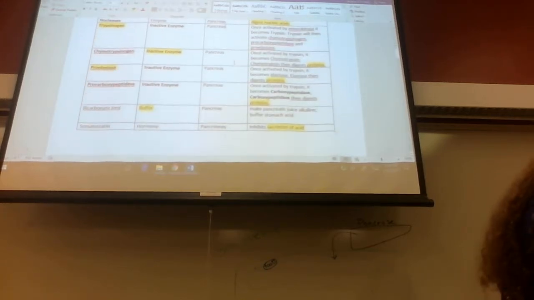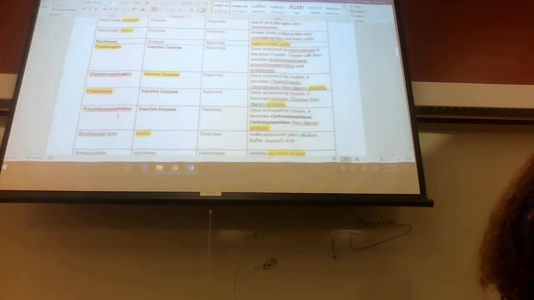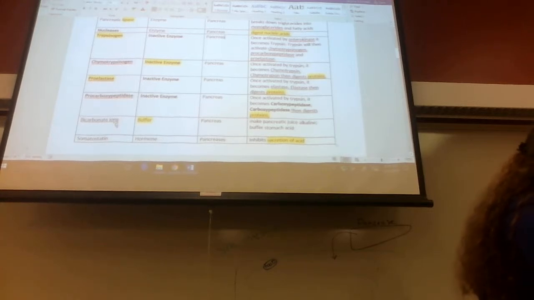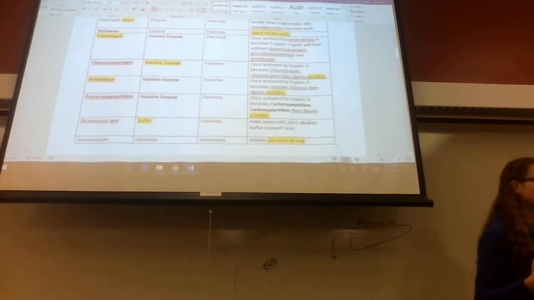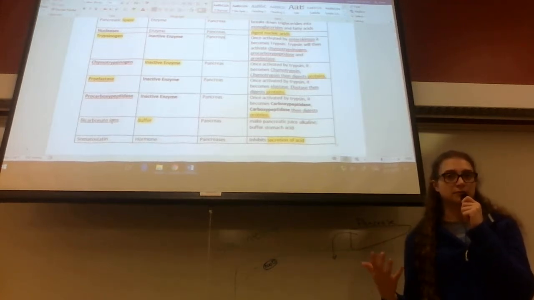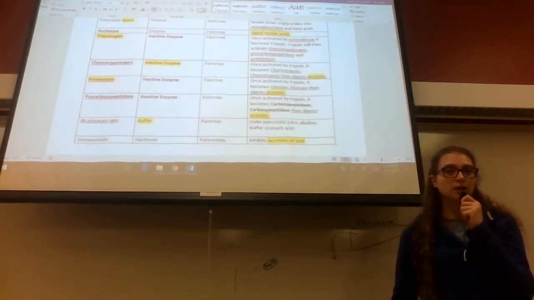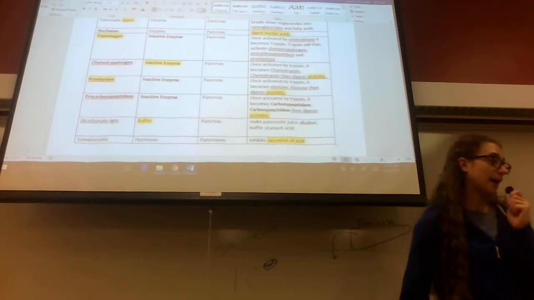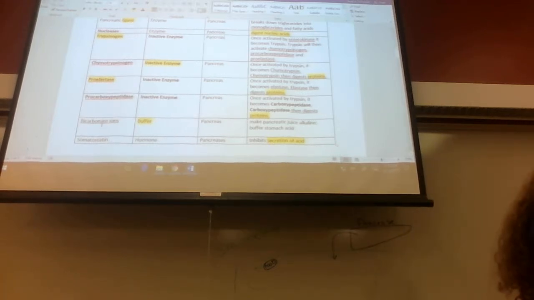Next portion, we're going to skip these really fast, and we're going to come back to them soon. Bicarbonate ion is a buffer. A buffer is something that makes something less acidic. So buffers are nice for that matter. That's what bicarbonate ions do.